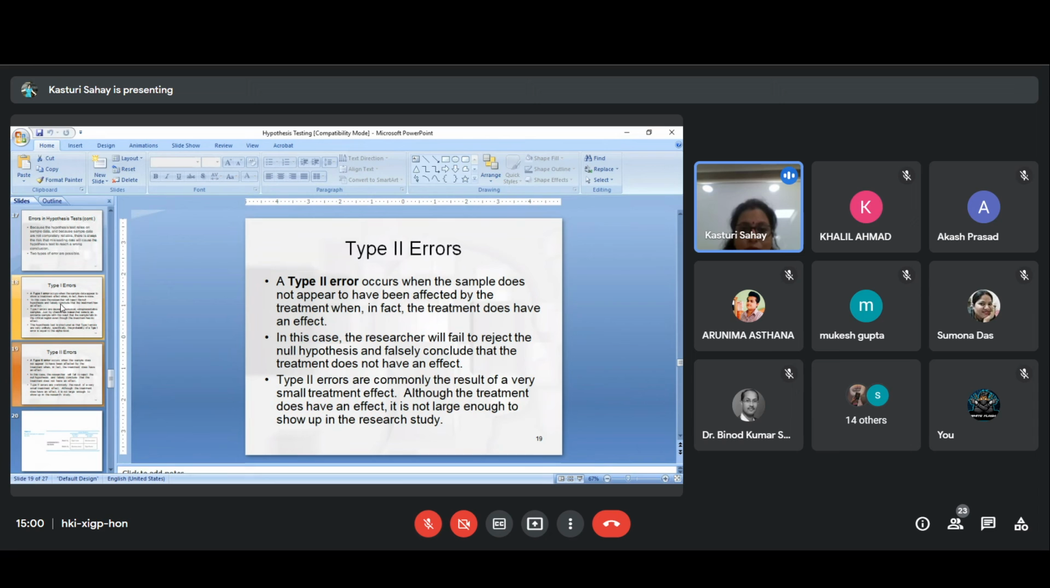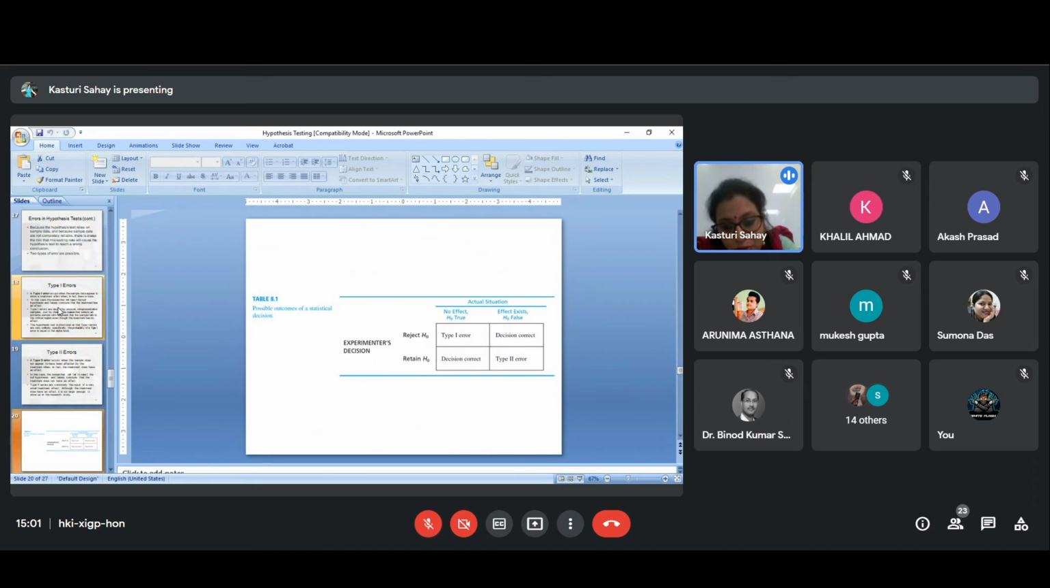So what happens in type 2 error is, it is basically the fault of a researcher if he or she has taken a very small treatment effect. You know, the result is so significantly low that the researcher is not able to identify it. And even though there is a change, he rejects and says that there has been no change by the treatment. So that is how you define your type 1 and your type 2 error.